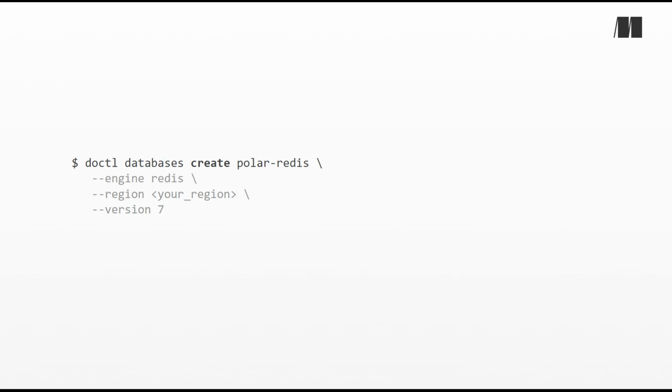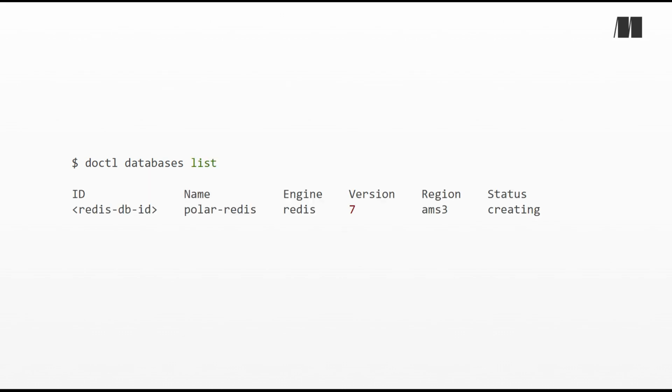First, create a new Redis server named polar-redis as shown in the following code snippet. We'll use Redis 7, which is the same version we used for development and testing. Remember to replace your_region with the geographical region you'd like to use. It should be the same region you used for the Kubernetes cluster. In my case, it's AMS3. See this code? The Redis server provisioning will take several minutes.